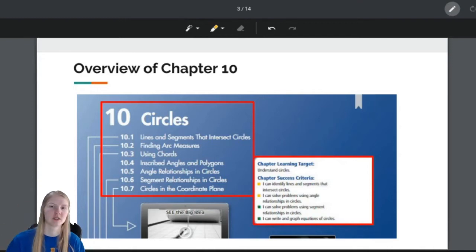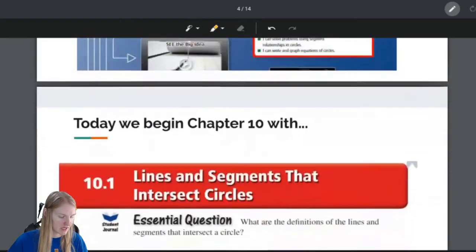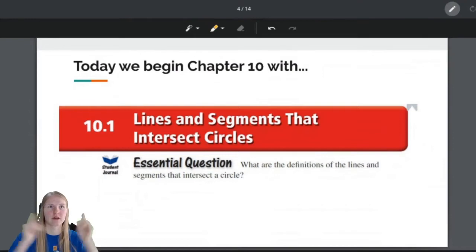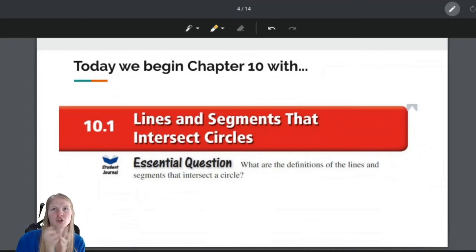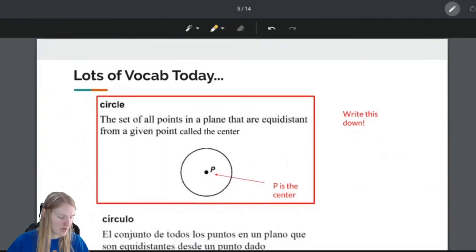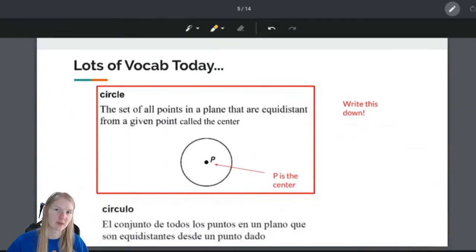So that is what we are going to be doing for the next 3 weeks? 4 weeks? I don't know. We'll have to see how long it takes us to get through all the material. So, to begin chapter 10, today we are talking about 10.1, lines and segments that intersect circles. The essential question for today is, what are the definitions of the lines and segments that intersect a circle? This is the question we are aiming to answer today. There's going to be quite a bit of vocab today. That's basically all today is going to be, a lot of vocab. So, pause the video, write this down, and then talk about it with me.